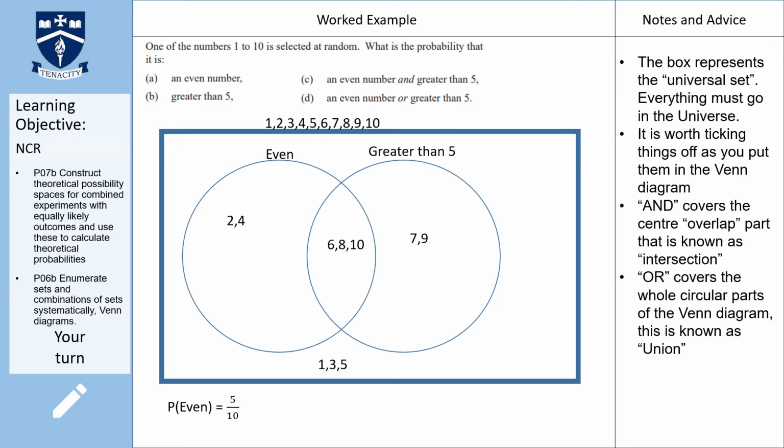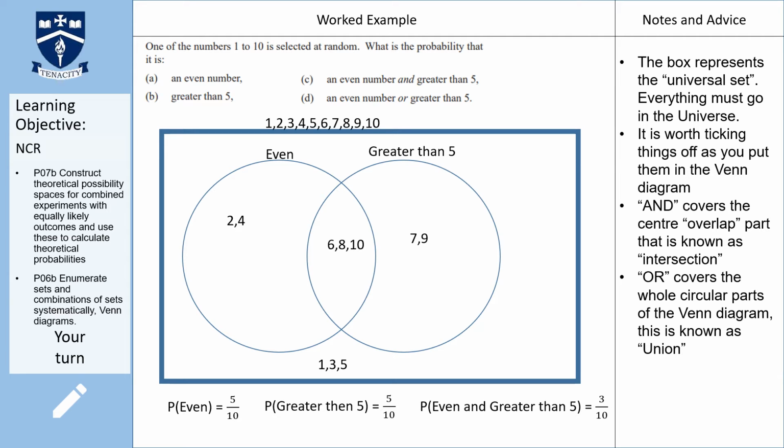So our first answer there, the probability that something's even, well, there's 5 even numbers out of a possible 10, 5 over 10, which of course is the same as a half. Likewise, greater than 5, well, there's 5 numbers greater than 5, 5 out of 10, again, equal to a half.